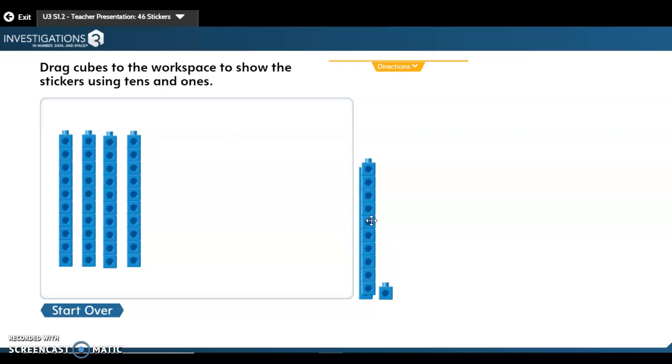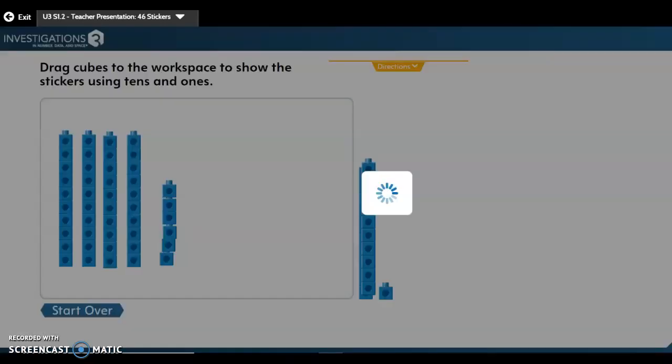So 4 strips of 10 stickers makes 40 stickers. If we add now 6 single 1s, 1, 2, 3, 4, 5, and 6. We now have one of the combinations that shows 46 stickers. So let's record that information on our chart.